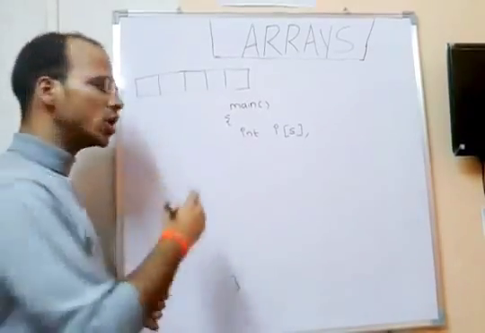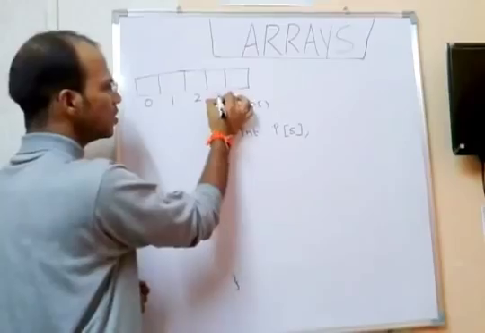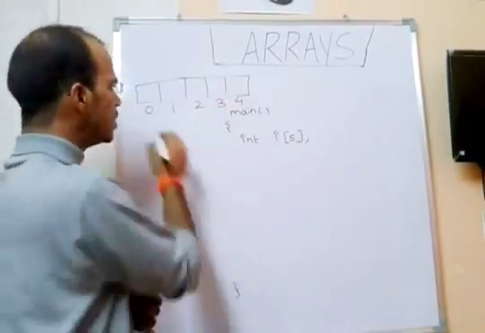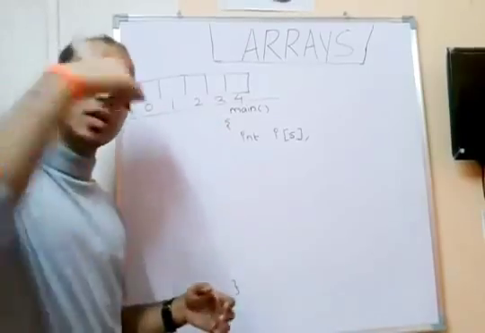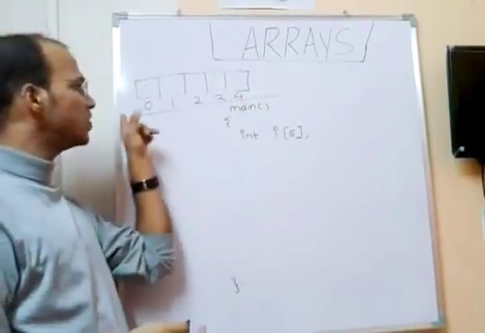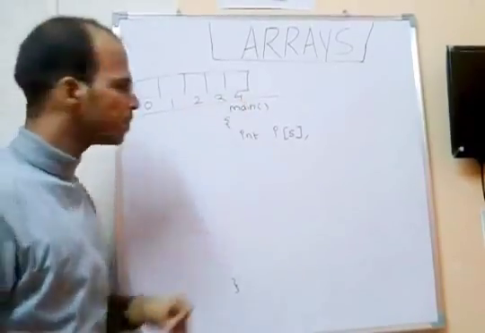The numbering of these bogies will start with 0, then 1, then 2, then 3, then 4. That means the size of the array is 5 and the maximum index number is 4, because it's starting with 0. So 0, 1, 2, 3, 4.